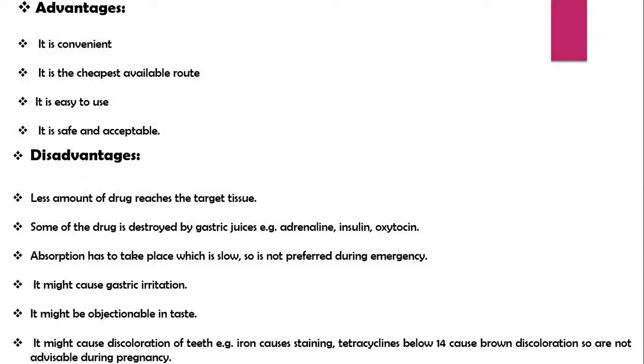It might cause gastric irritation. It might be objectionable in taste. It might cause discoloration of teeth. For example, iron causes staining. Tetracycline below 14 years causes brown discoloration, so it is not advisable during pregnancy.